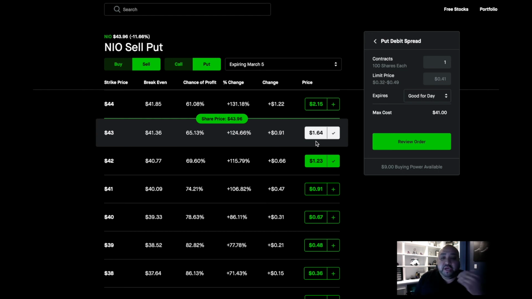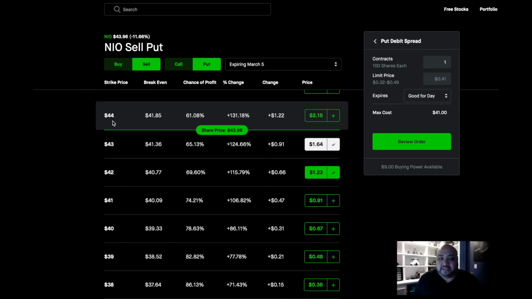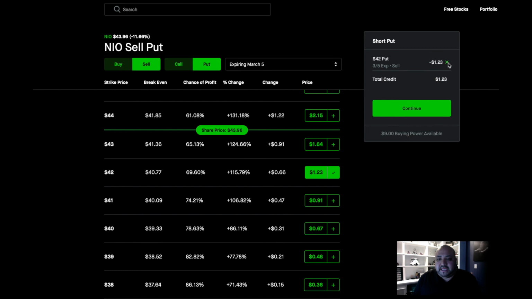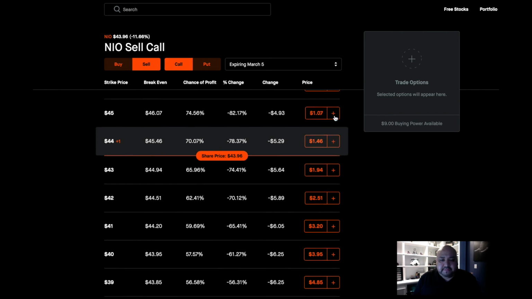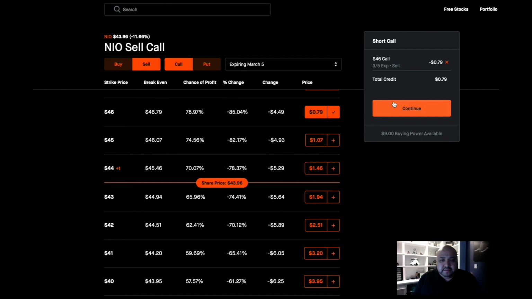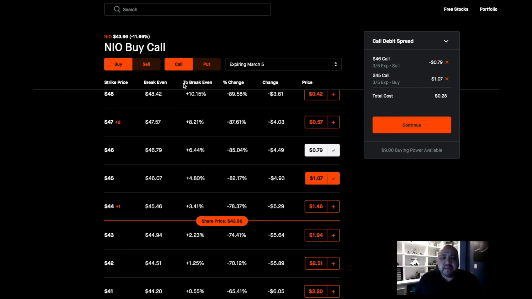Now, keep in mind, you're going to make money if it goes below the 143. If it goes over 44, then you pretty much lose that $41. So it has risk just like anything else. For example, if we were to buy a call, I'm going to buy this one, and then we hit buy a call. Now see how I set a call debit spread. Remember, you have to hit sell call, select whatever you want, and then you hit buy call, because we're going to buy one and sell one. That's how you're able to get it so cheap.